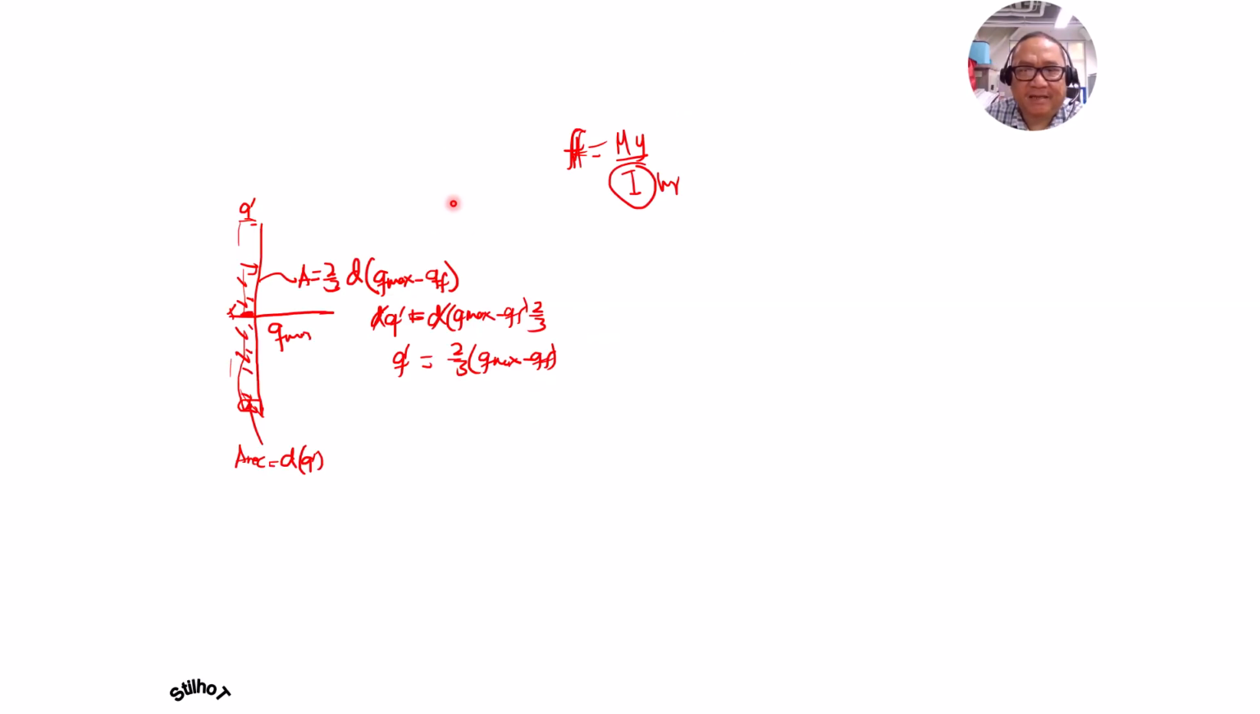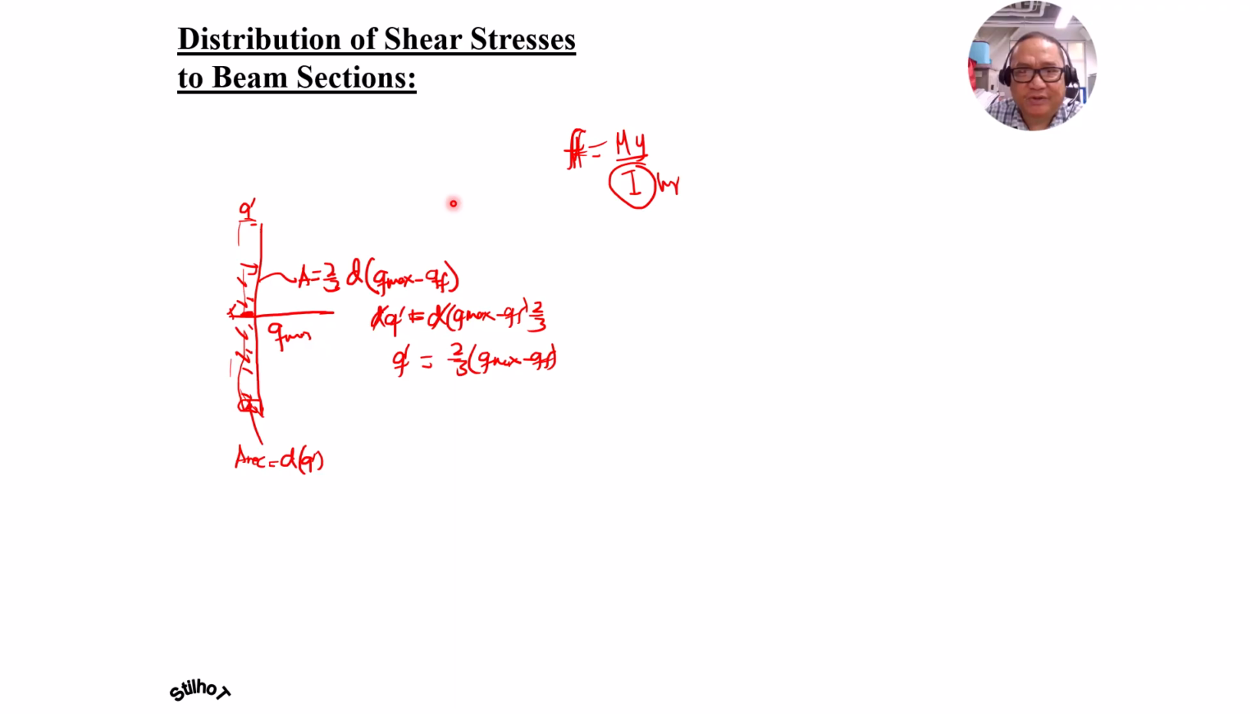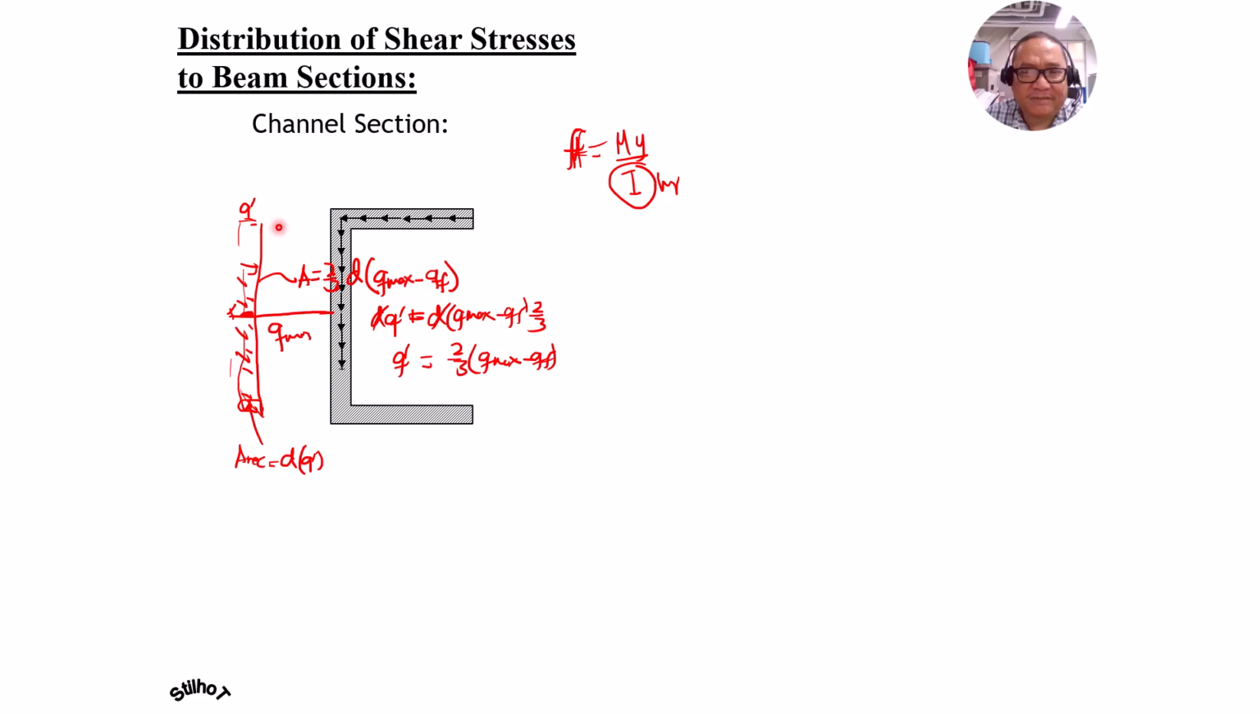So let's have the shear distribution or shear flow of beam sections. So let's have the channel section first, and the arrows would be the shear flow distribution, and we multiply this by the length. So shear flow, which is denoted by q in newtons per meter or newtons per mm, then multiply by the length.